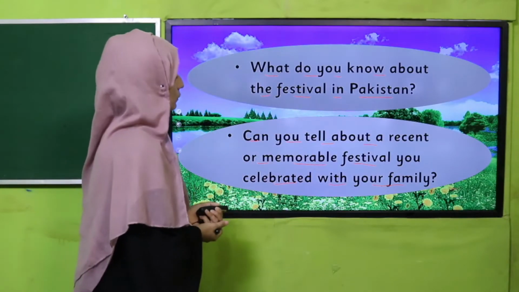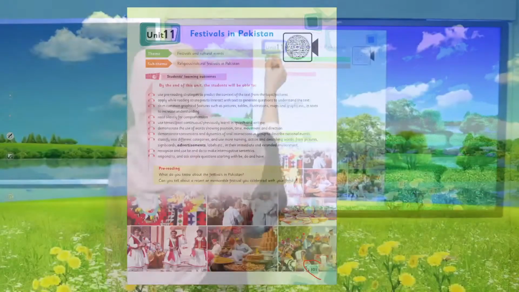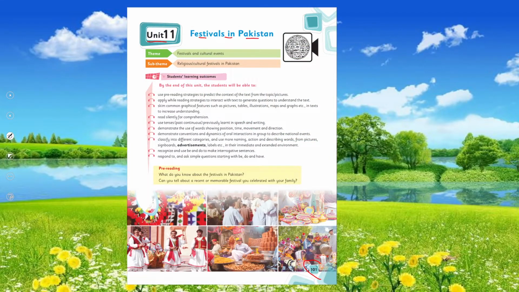So let's see what we are going to do. Open your book, my dear students, page number 101, unit number 11, Festivals in Pakistan. Have you opened it? Try to predict by looking at the pictures, my dear students. First of all, on this page, pictures are there, and try to guess what these pictures are telling us about. See what is being done in this picture also. Look how they are embracing each other. So let's see, from the pictures, what we got and what our lesson is about.